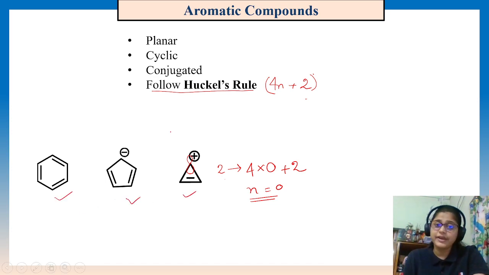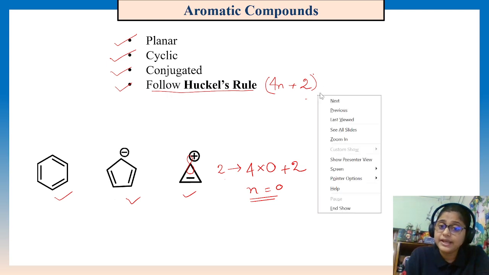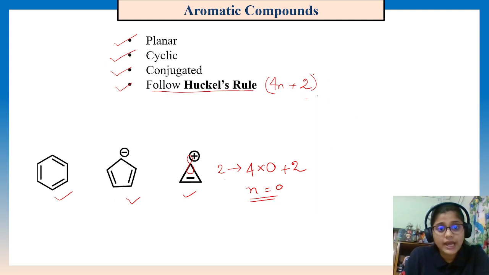Like this way, if you are given some structures with various pi electrons, first you have to see: is it planar, is it cyclic, is it conjugated or not, and then you have to count whether it has 4n plus 2 pi electrons or not. So all the 4 criteria will be fulfilled for aromatic compounds. All are planar with sp2 carbons. So all are planar, cyclic, conjugated, and follow Huckel rule. 4 criteria you have to remember.